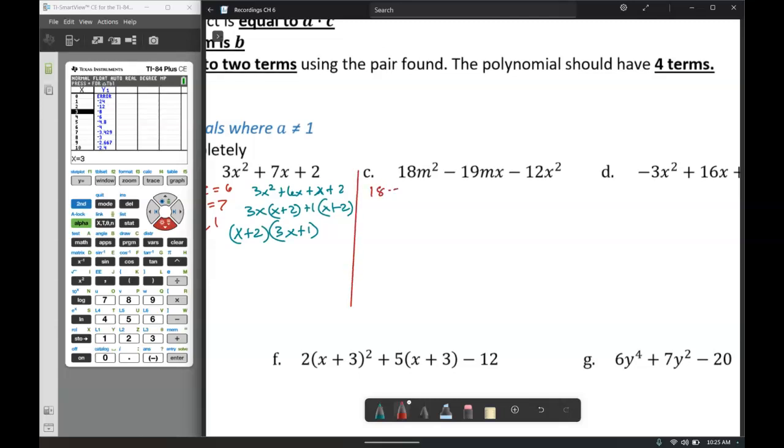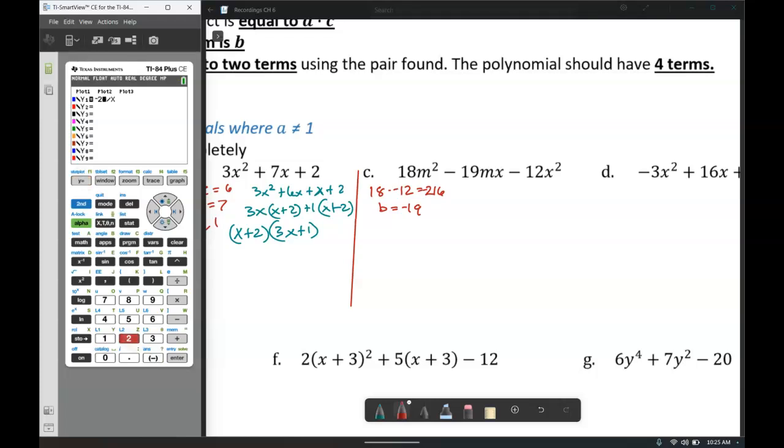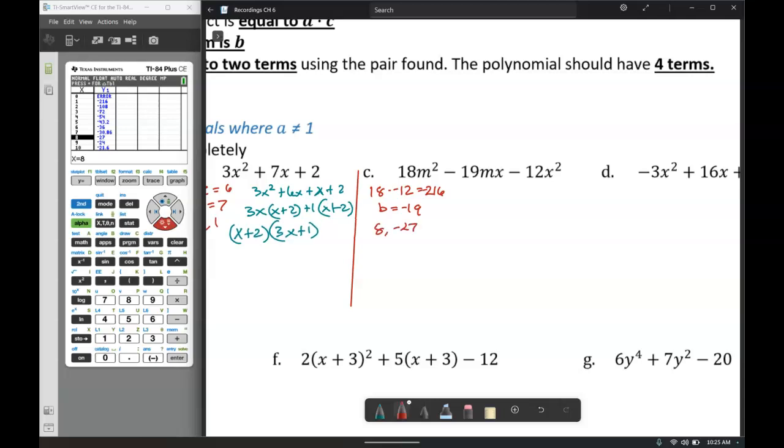We want 18 times negative 12, which gives us negative 216. And our B value for our sum is negative 19. So we take a look at our table, and 8 and negative 27 give us our values. 18m squared minus 27mx plus 8mx minus 12x squared.